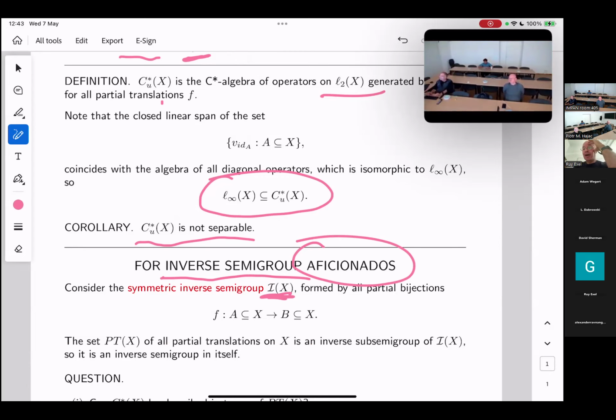Now, as I was saying, I of X, by definition, is the set of all partial bijections on a set X. No restriction related to metric and all that, so that's a very important inverse semigroup. And if X is now our ULF space, we can look at a sub-semigroup, which I'm denoting PT of X, the partial translations. What this whole discussion leads to is that the partial translations form an inverse semigroup.